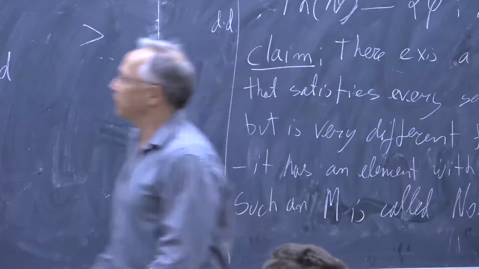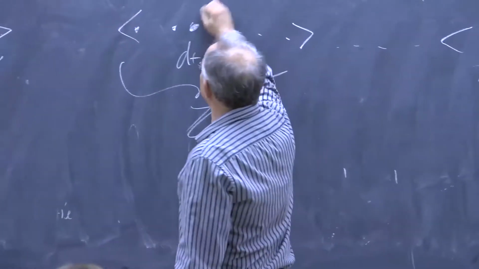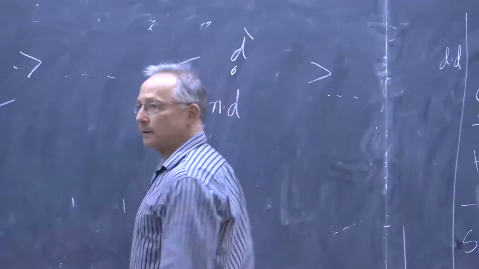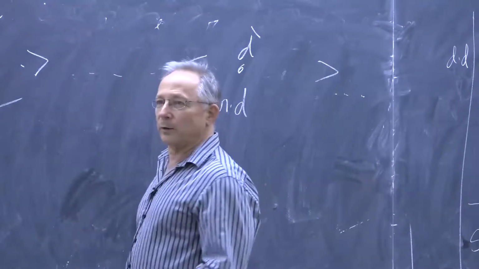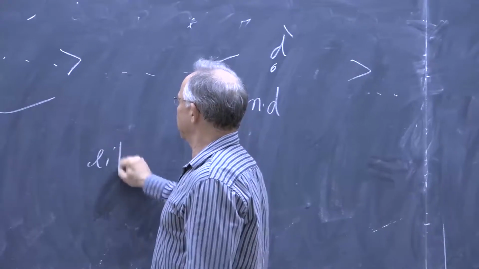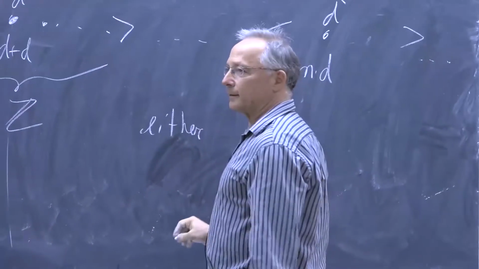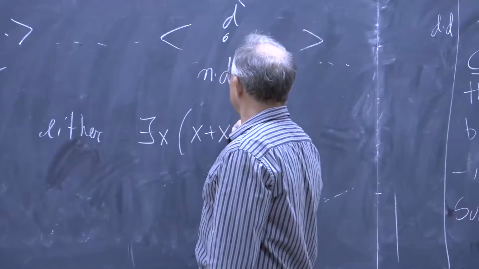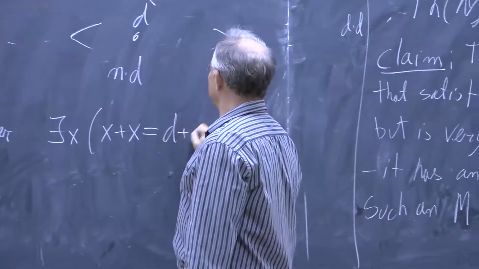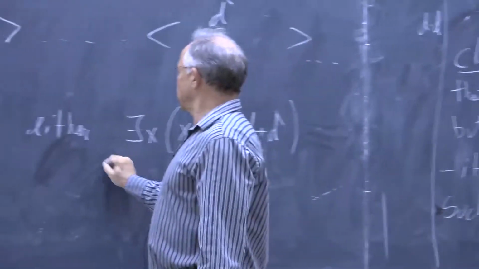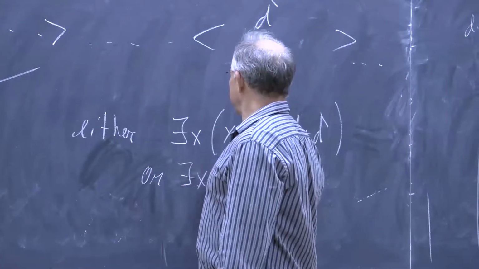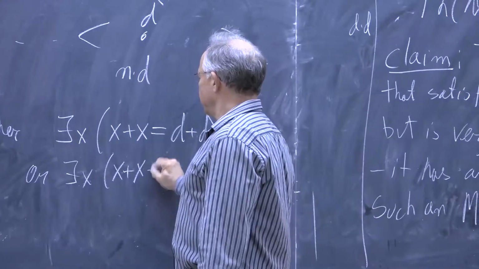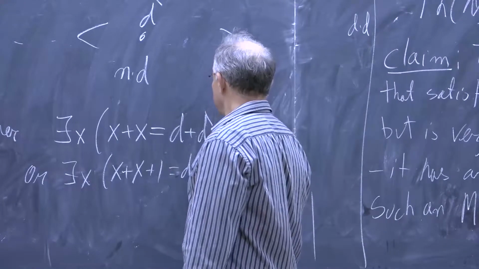I'll just take the average. So you see, if I have here some d, and I have here some d prime, I know that either there exists an x such that x plus x equals d plus d prime, or there exists an x such that x plus 1 equals d plus d prime, right?